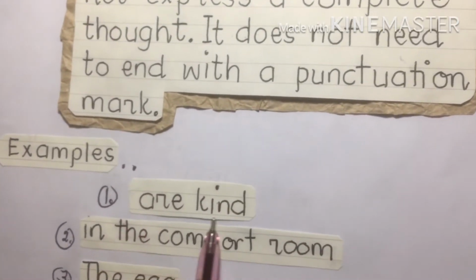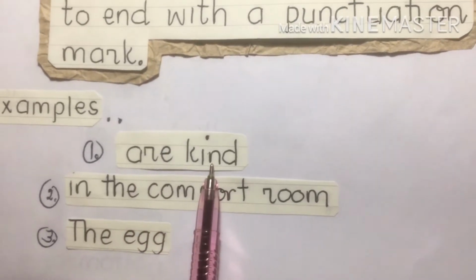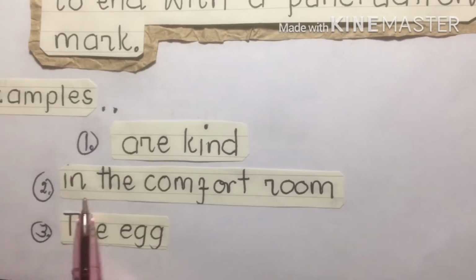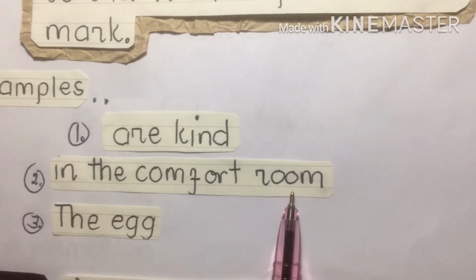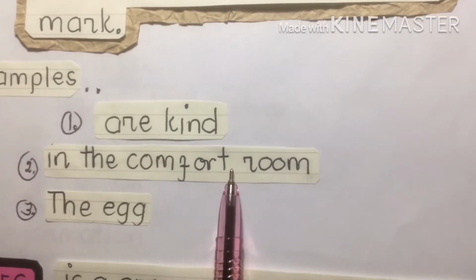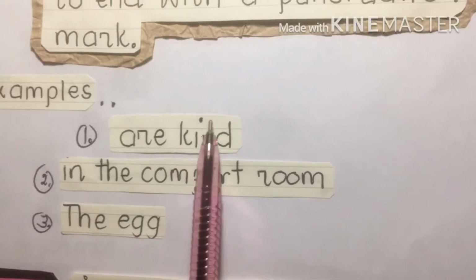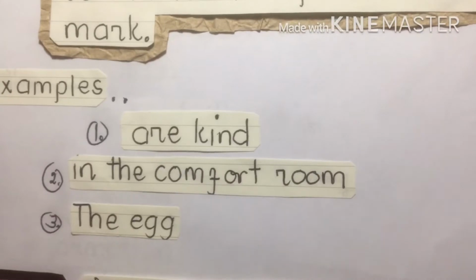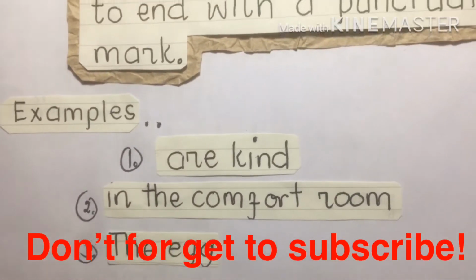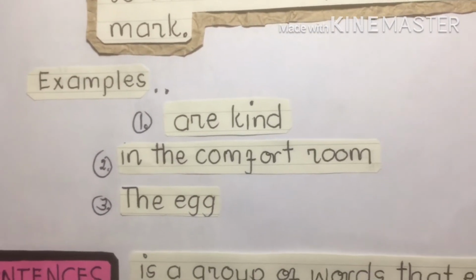One, are kind. So we start with a linking verb and an adjective. Second, in the comfort room, a prepositional phrase. This is not actually a sentence. It's an incomplete idea. The third one is the egg. We do not know what happened to the egg. These are actually examples of phrases. That is a phrase. It does not express a complete idea or complete detail.